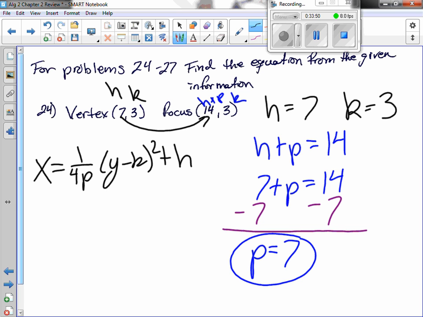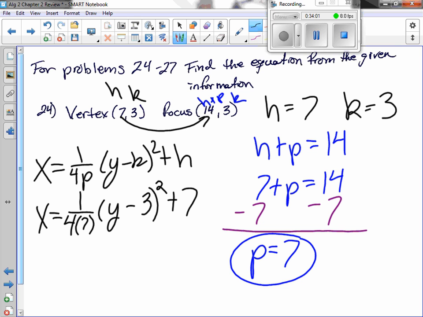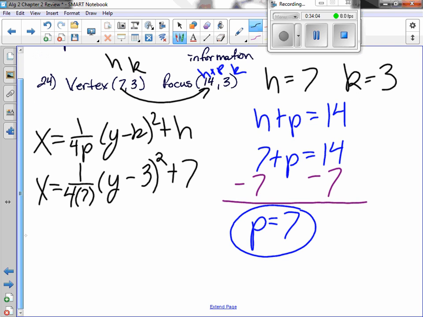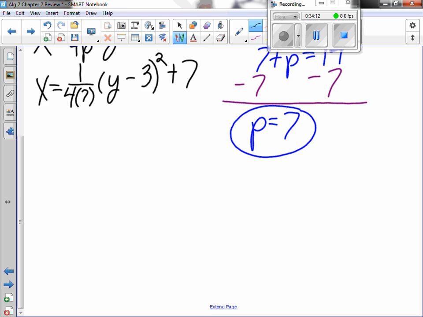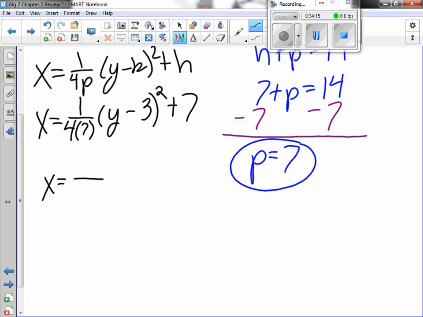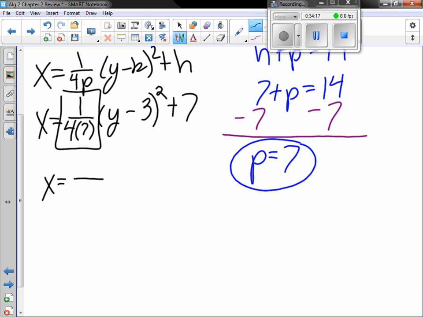So what we're going to do next is plug these in, because we have x is equal to 1 over 4 times 7 times y minus the k value, 3, plus 7. So remember, when it's x equals, the k value goes inside, h value goes outside. Now we just need to simplify a little bit. If you need to, type this into the calculator, do it. The graphing calculator, the yellow calculators, either one of these will simplify this to 1 over 28 times y minus 3 squared plus 7. And this is it.